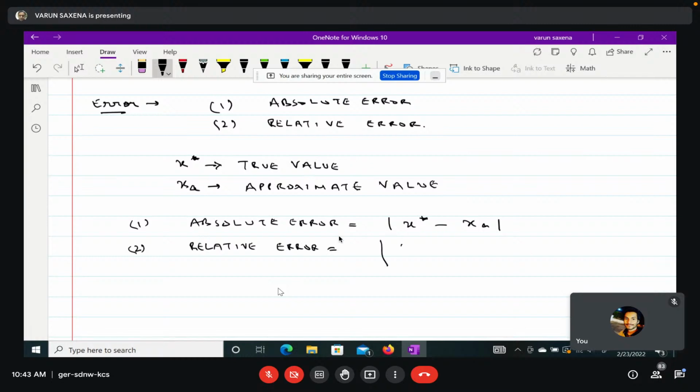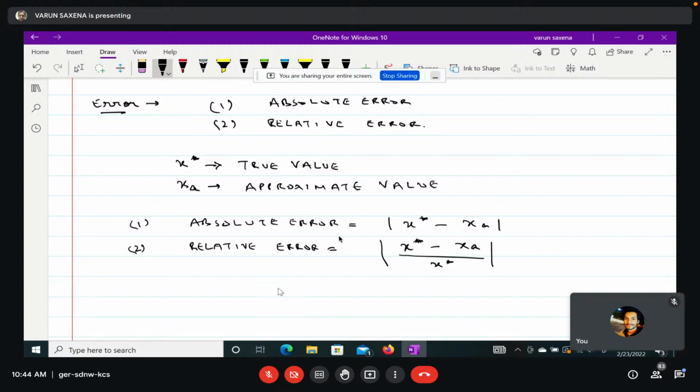And the second thing is the relative error. And relative error is x star minus xa divided by x star. All right. So these are two errors. Now the question is that why do we need these two errors, and which one is better and which isn't?